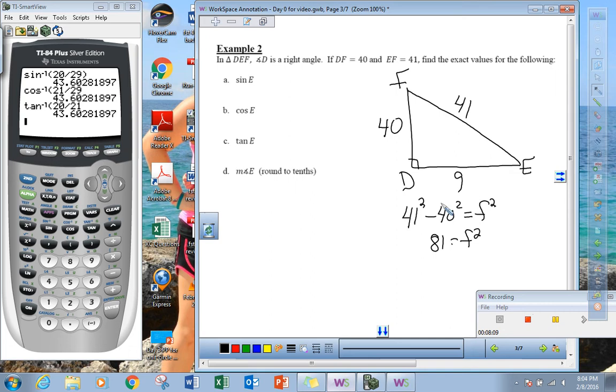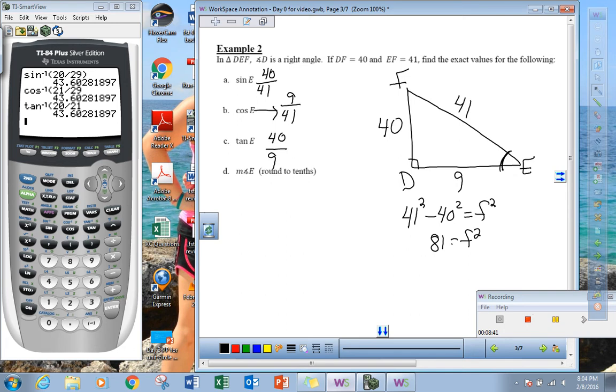It says the sine of E, so make sure you're starting from angle E. That's the key. So that's now going to be 40/41. Leave it as a fraction. Cosine of E is going to be 9/41. And the tangent of E looks like the opposite over the adjacent, so 40/9.